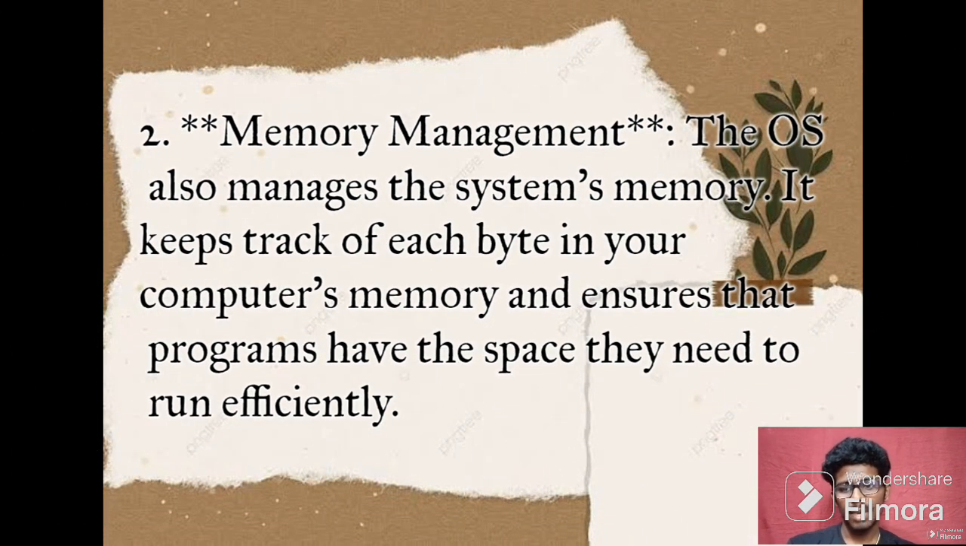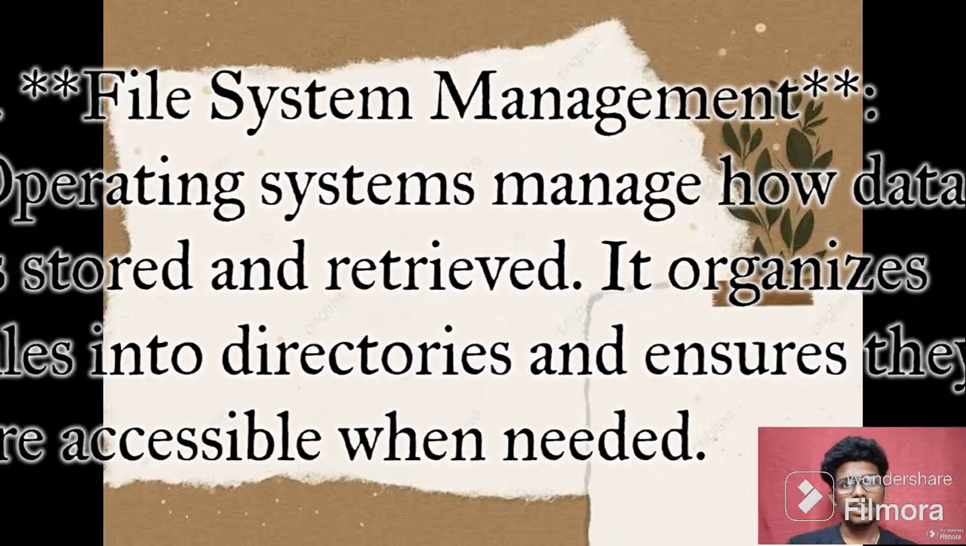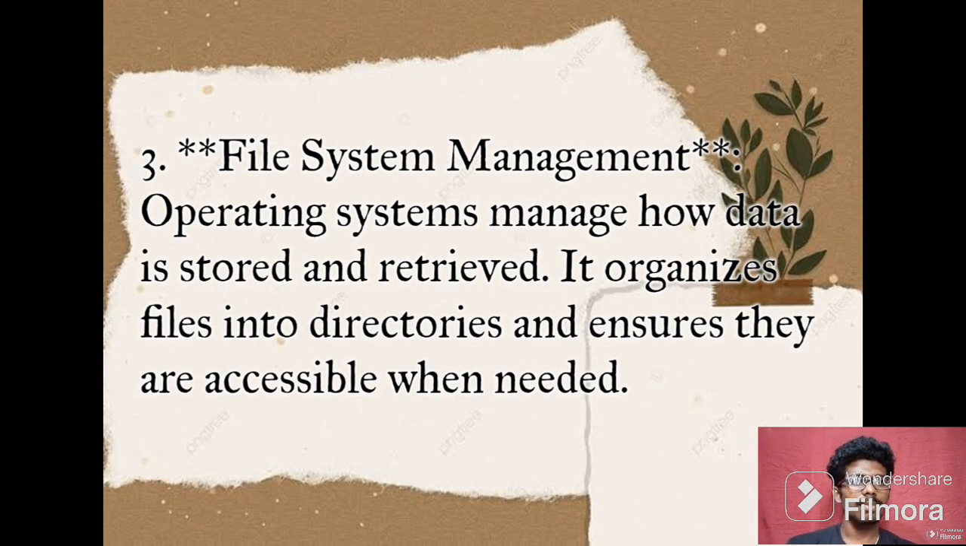Second function is memory management. The OS also manages the system's memory. It keeps track of each byte in your computer's memory and ensures that programs have the space they need to run efficiently. Third function is file system management. The operating system manages how data is stored and retrieved. It organizes files into directories and ensures they are accessible when needed.